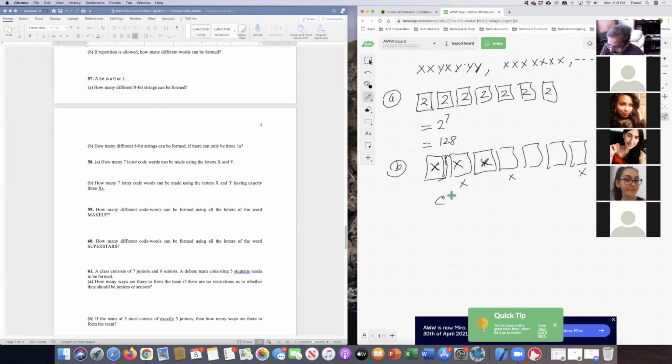That'll be combination 7, 3. That's how many ways there are to select 3 boxes. So that's how many codes are going to have 3 X's. All right, you simplify that, that'll be your answer.